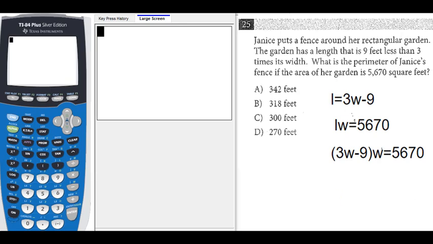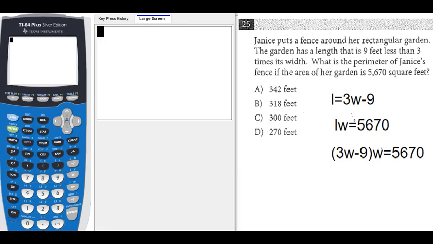First of all, you will write down that L equals 3W minus 9 according to the information given. It says length is 9 feet less than 3 times its width. So we will write L equals 3W minus 9. Then we know the area of the garden is 5,670 square feet. That's how we write down that LW equals 5670.